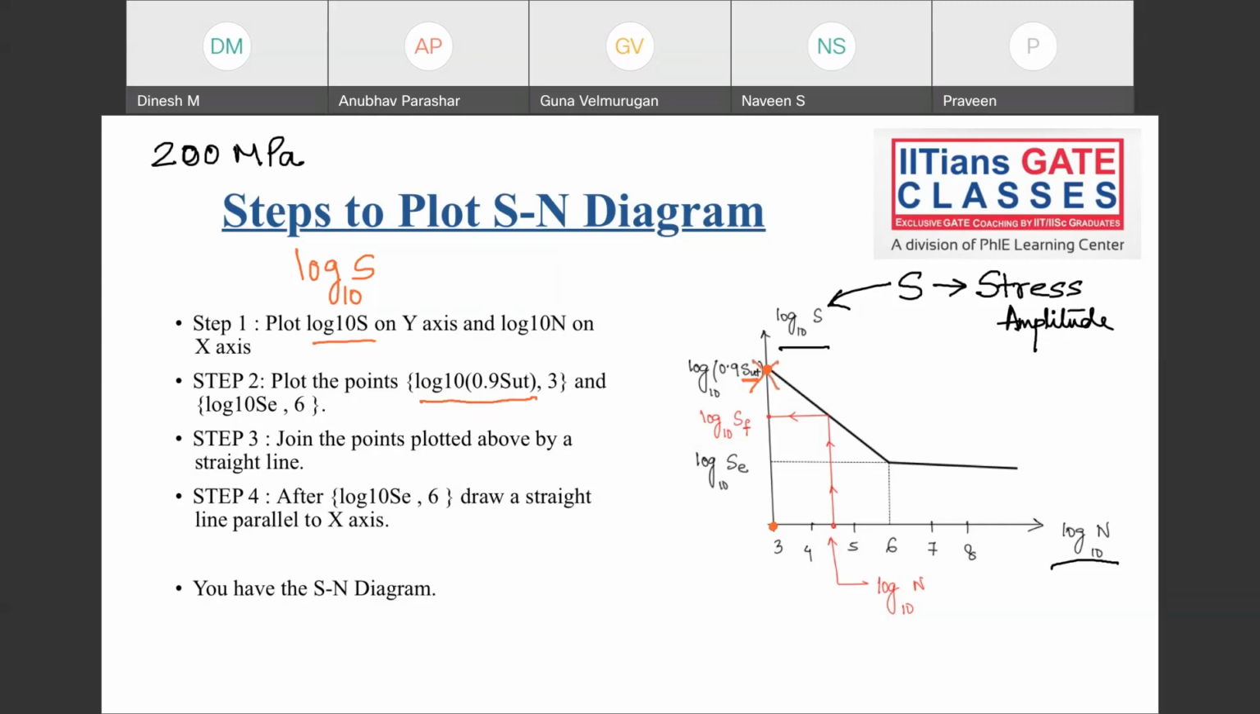What is the second point? On the y-axis, we are going to take log of SE to the base 10. What is SE? SE is nothing but the endurance limit. Assume that I know the endurance limit, say 200 megapascal or whatever it might be.